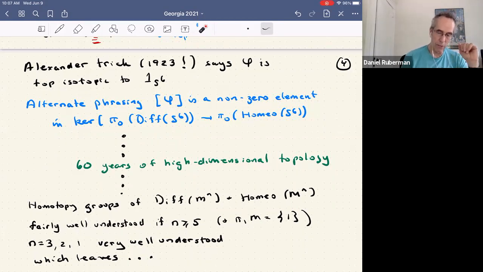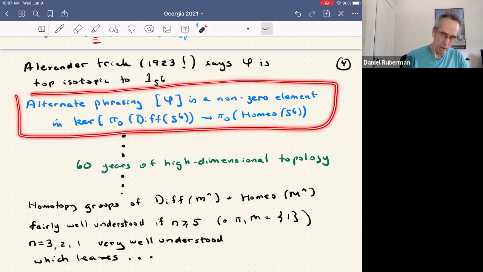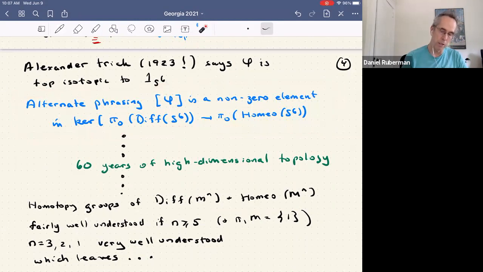And if you want to phrase it differently, and this is the way I'm going to phrase the theorems that I discuss today, this phi represents a non-trivial element in the kernel of the map on pi 0 induced by the inclusion of the diffeomorphism group of the sixth sphere into the homeomorphism group of the sixth sphere. Or, if you prefer, I could have written H0 instead of pi 0, because those are essentially the same thing.